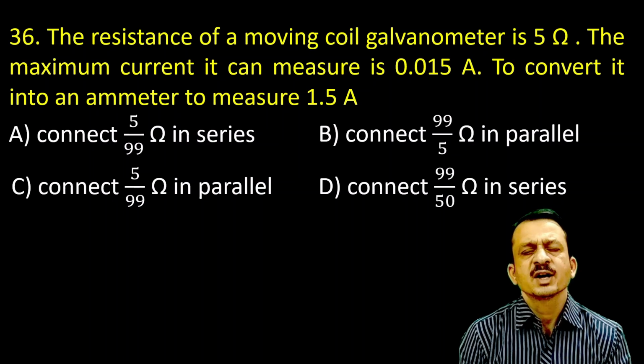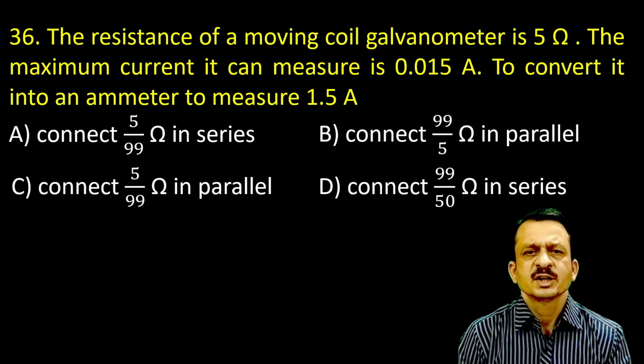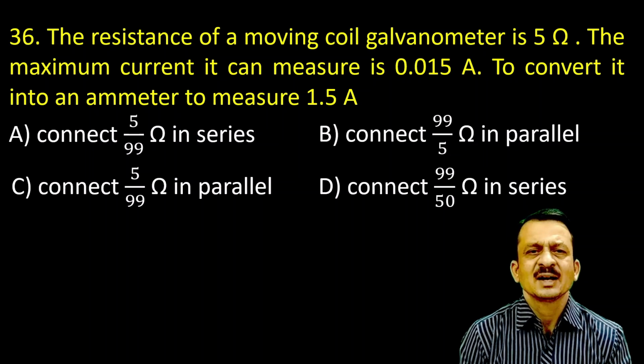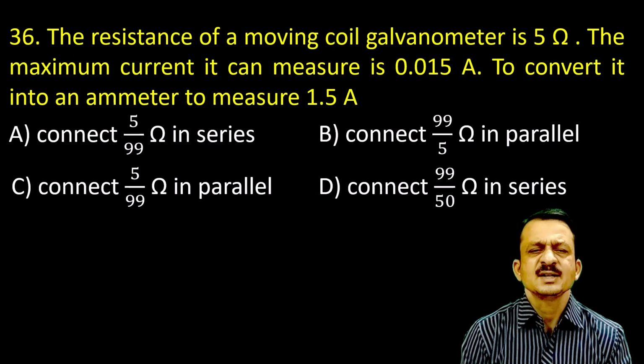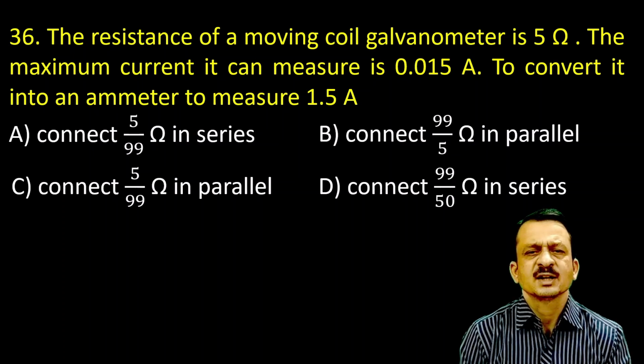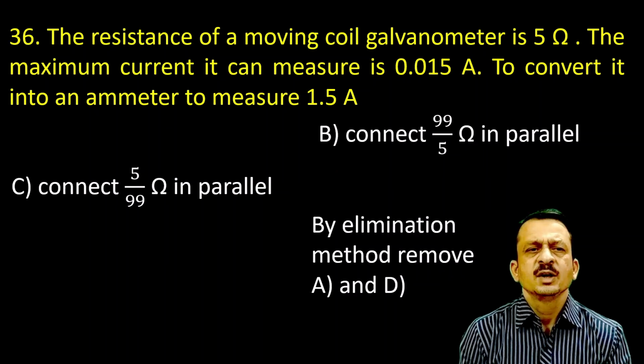Now here we are converting the galvanometer into ammeter. Therefore the resistance has to be connected in parallel. Obviously choice A and D are eliminated because they are in series. The answer should be between B and C. Now we will work out which is the correct answer. By the elimination method we have removed A and D.